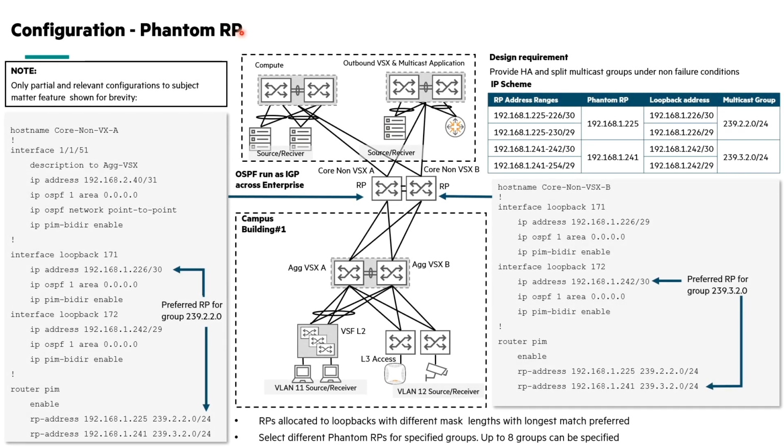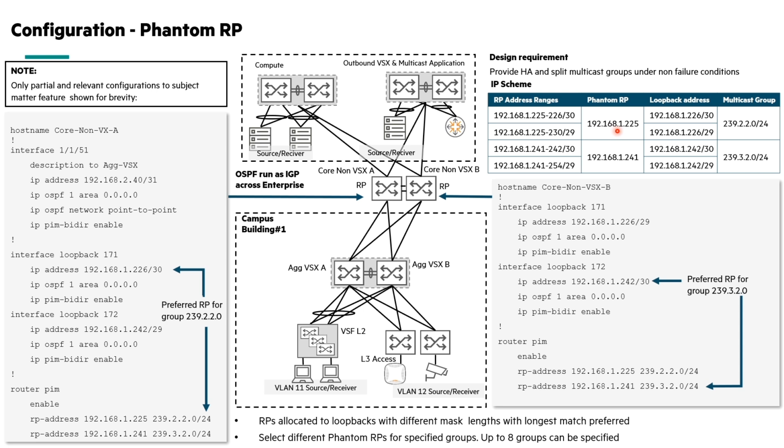We're now going to look at Phantom RP configuration. The first thing we'll do is look at a design requirement. We need to provide HA and split some multicast groups under non-failure conditions. We've got a couple of multicast groups here, 239.2.2.0 and 239.3.2.0. We want to split these in pairs, so what we've done is take two Phantom RPs, one for each group.